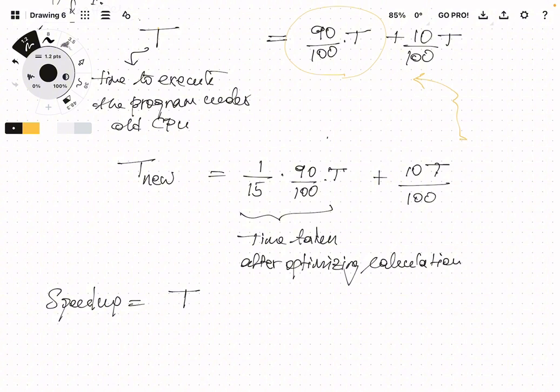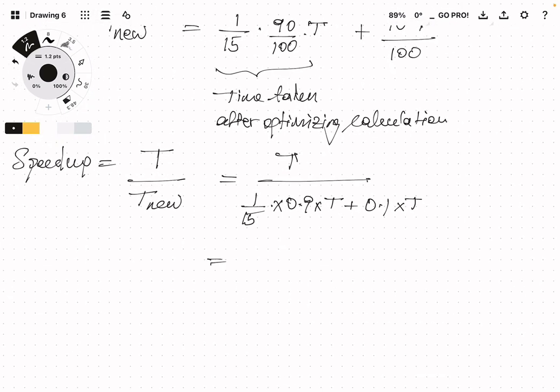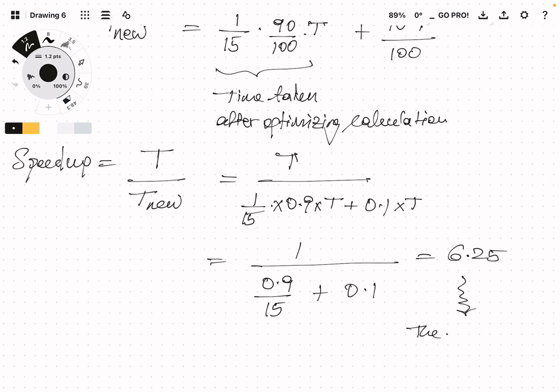And thus, the speed up is always given by t by t new. The original time is just t, and t new happens to be 1 over 15 times 0.9 times t plus 0.1 times t. Now we can cancel t, and we are left with 1 over 0.9 over 15 plus 0.1. Let's check what the overall speed up comes to. My calculator tells me the answer comes to 6.25. So this is the actual overall speed up.